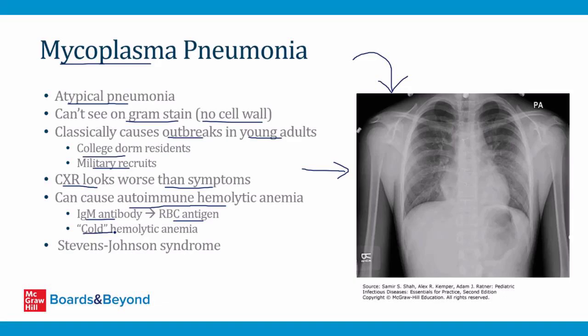You can also see mucocutaneous problems in patients who have mycoplasma pneumonia. Sometimes this is just a rash, but if it's severe, it can lead to Stevens-Johnson syndrome, which I talk about in the dermatology videos.